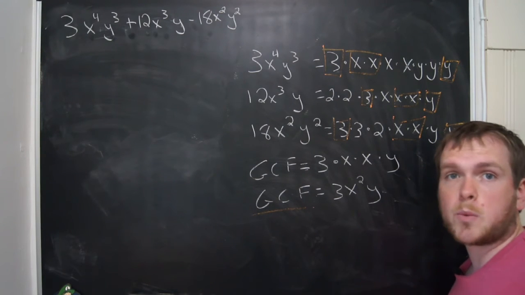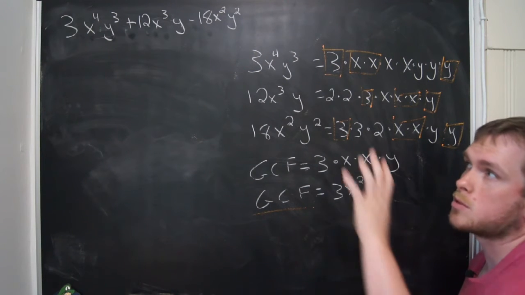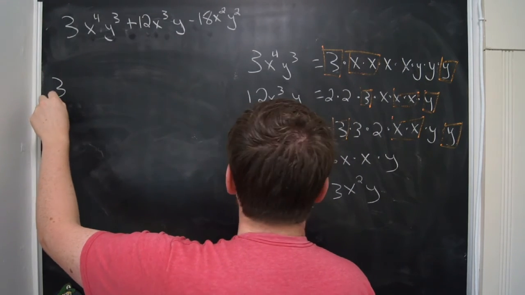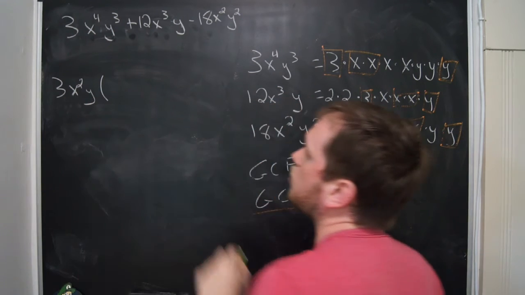Just like the last one, we want to make sure that when we present our final solution, we do that with respect to where we started. So just like before, we're going to start by writing out our GCF, which we just said was 3x squared y. Open up these parentheses.